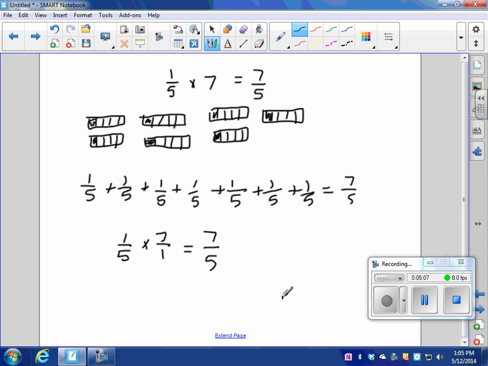7/5 can be simplified by using division. I could take 7 divided by 5. That's going to give me 1. And when I do my subtraction, I have 2 left, so I have 1 and 2/5. So 7/5 is equivalent to 1 and 2/5.